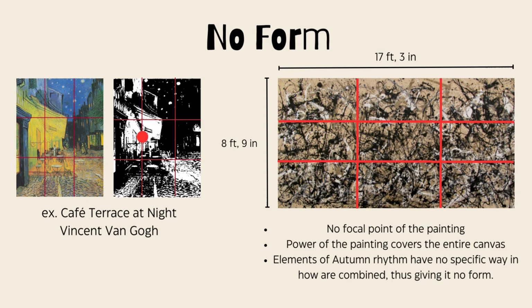Elements of Autumn Rhythm 30 have no specific structure, shape, or composition, thus giving it no form. For example, Van Gogh's painting on the left has a specific area where the eye traces to, whereas in Autumn Rhythm, there is no focal point of the painting, as the power of the painting covers the entire canvas, from top to bottom and from left to right.